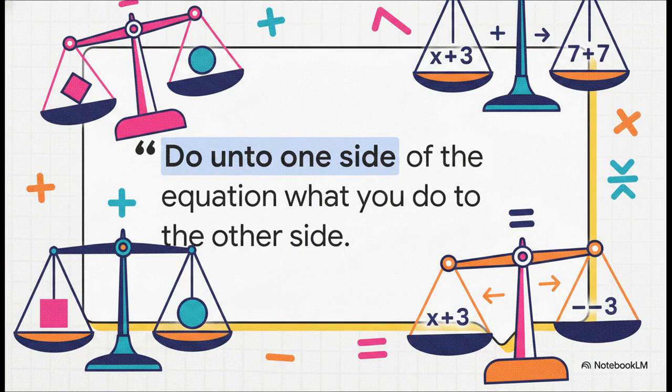Okay, before we go any further, we have to talk about the absolute, undeniably most important rule in this entire explainer. The golden rule of equations. Do unto one side of the equation what you do to the other side. You see, algebra is entirely about balance. You need to picture an equation like a perfectly balanced physical scale. Whatever operation you decide to do, whether that's adding, subtracting, multiplying, or dividing, you absolutely must do it identically to both sides. As long as you maintain that perfect balance across the equal sign, you can confidently manipulate the whole puzzle to find your missing variables.